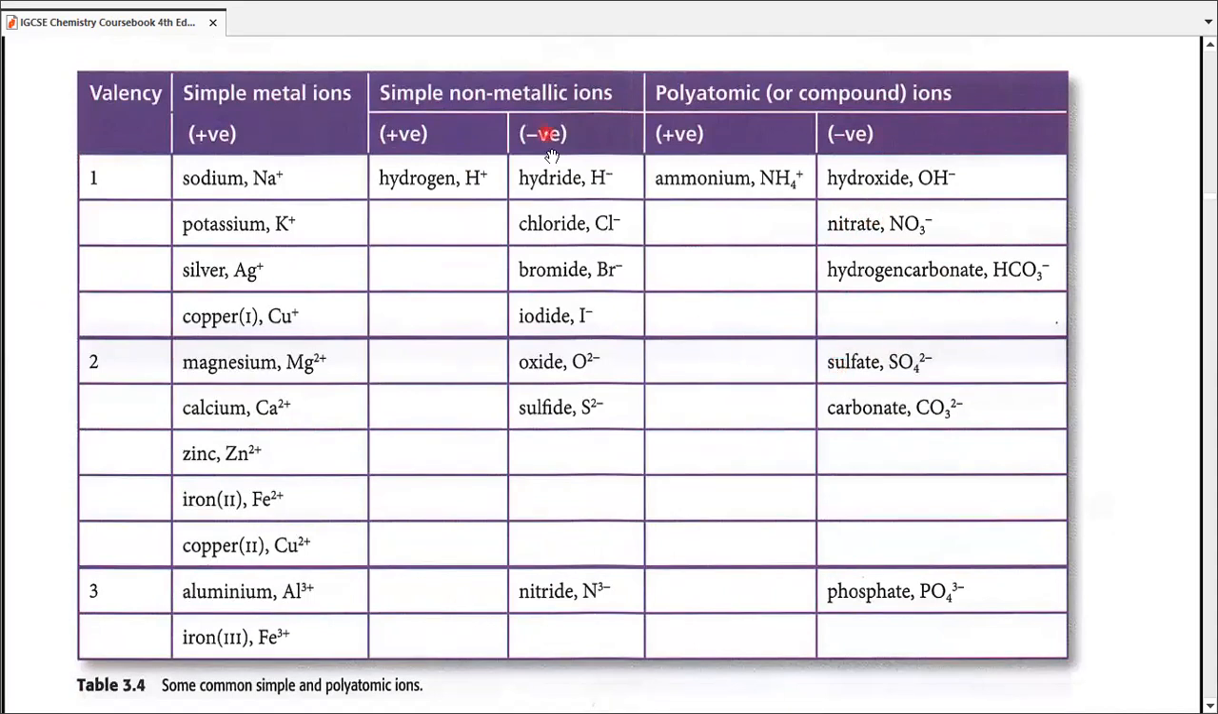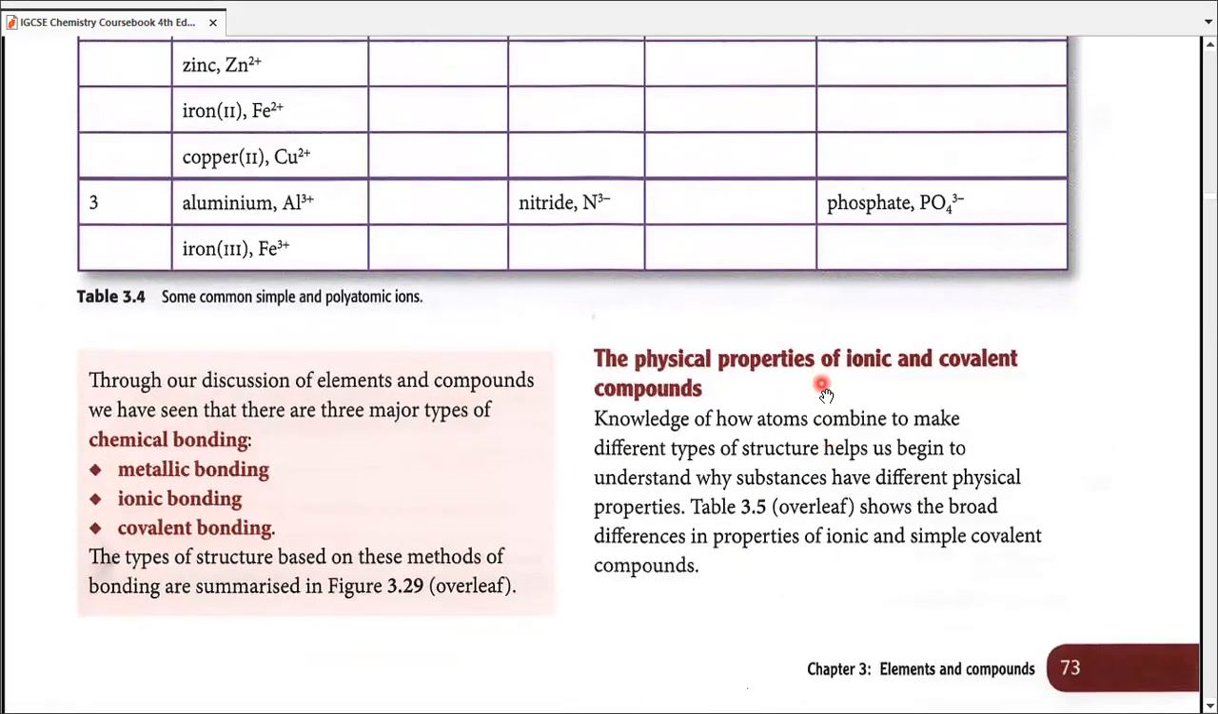For example, the sulfate ion has the formula SO4 with a 2- charge on it. So there is a sulfur atom, there are 4 oxygen atoms, and there is a -2 charge on them. That's about it. If you can memorize this, this is good enough for the exams. So after all this discussion, chemical bonding is now done, all 3 types: metallic, ionic, and covalent.